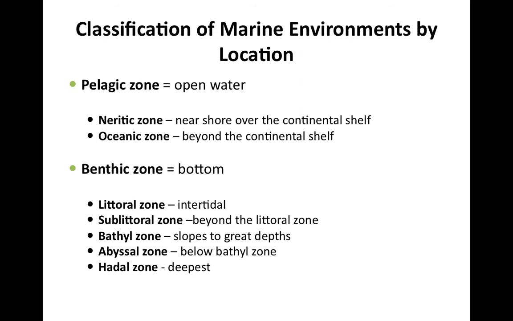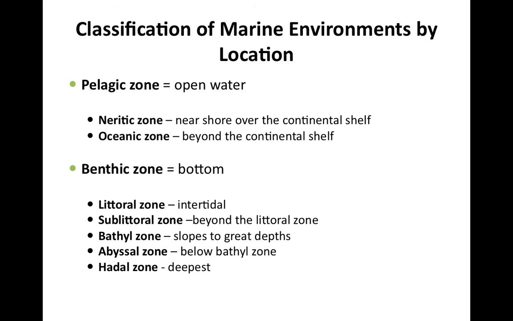This is the intertidal zone. So this is basically the beach that exists between the high tide and low tide. The sublittoral zone is the seafloor just beyond the low tide mark. The sublittoral zones include, let's say, the continental shelf.